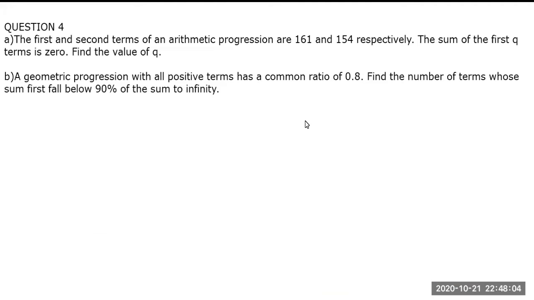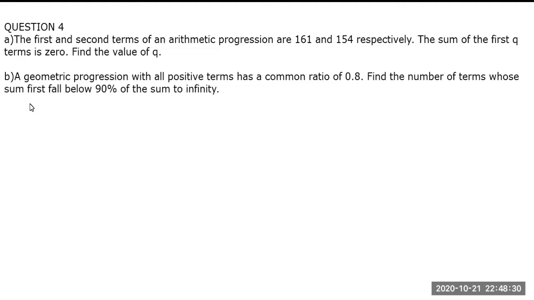Alright, here's another arithmetic question where it says that the first and second term of an arithmetic progression are 161 and 154 respectively. And they said the sum of the first q terms is 0. Find the value of q. As it said, the first and the second term of the arithmetic progression are 161 and 154 respectively.